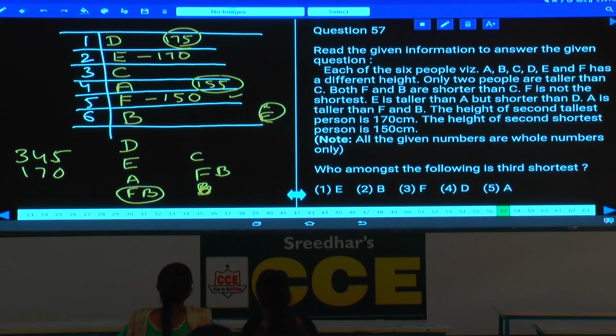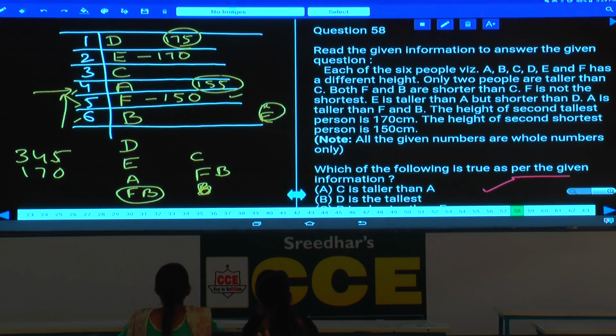Then question number 57. Who among the following is the third shortest? Yes, tell me who is the third shortest here? Shortest means now we need to count from the bottom. First shortest, second shortest and the third shortest, that is A. A is given in choice 5. Question number 57, it is choice 5.